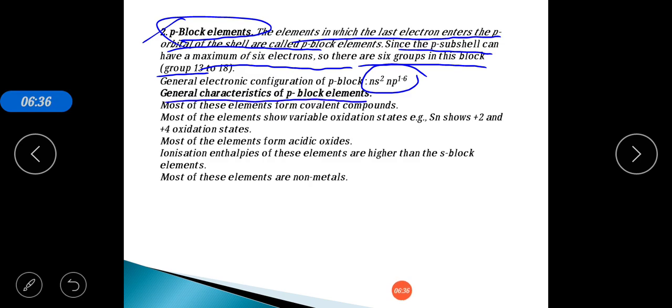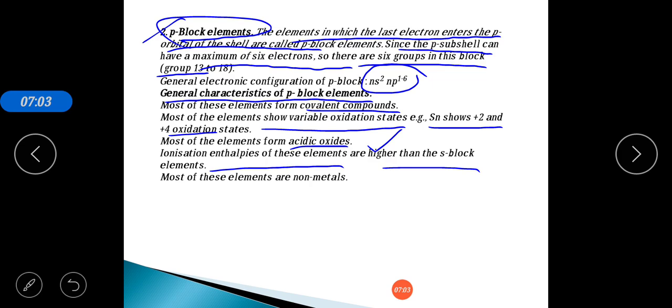General characteristics of p block elements. Most of these elements are covalent in nature. Most of these elements show variable oxidation states. Tin shows +2 and +4 oxidation states. Most of the elements form acidic oxides. Ionization enthalpies of these elements are higher than s block elements. Most of these elements are non-metals.